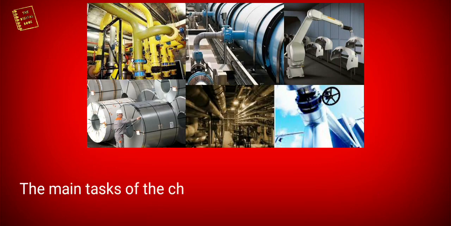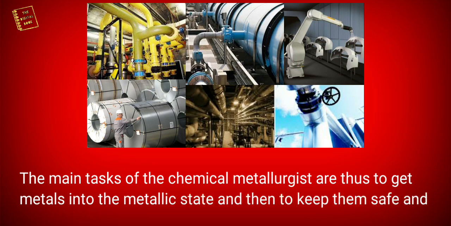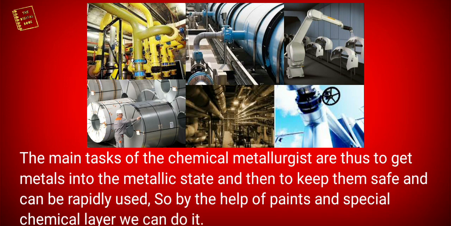The main tasks of the chemical metallurgist are thus to get metals into the metallic state and then to keep them safe, so that they can be used rapidly. By the help of paints and special chemical layers we can do it.